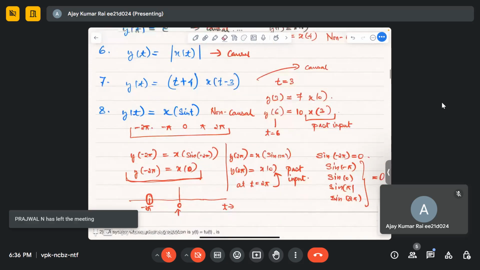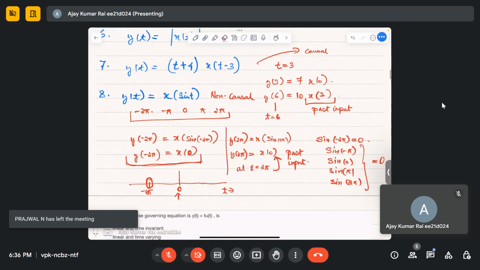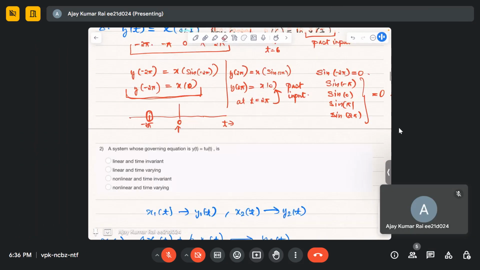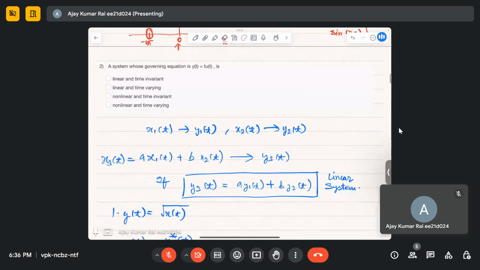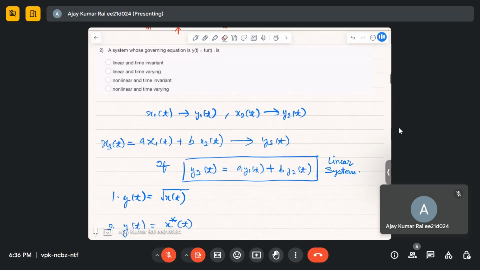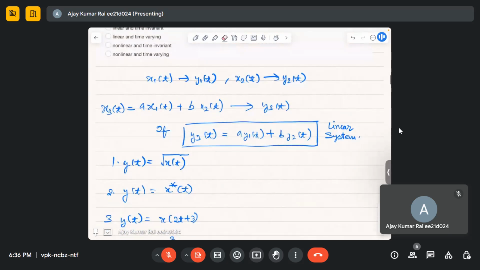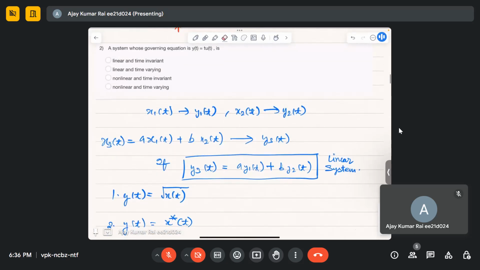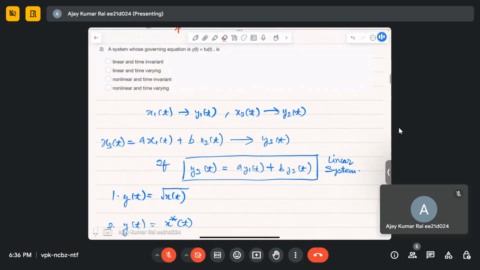Any doubt in this case? Okay, then we'll go to the second question. A system whose governing equation is y(t) equal to t into u(t). We'll do this question at the last. First we'll do a few similar questions where we find out whether the systems are linear or non-linear. You know the definition of linear and non-linear.